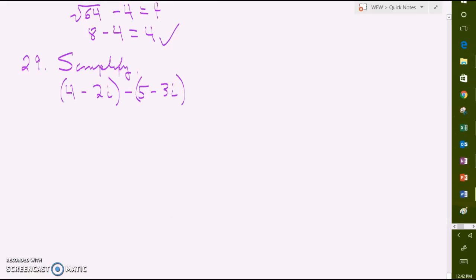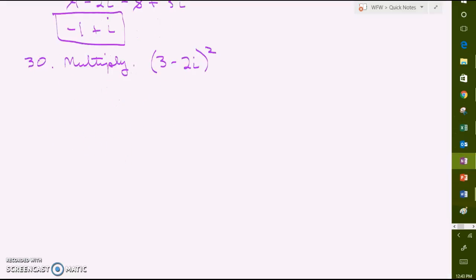Now we are simply to simplify this expression, and so we have to distribute that negative sign throughout what is in the second parentheses, which changes the sign of everything inside. Now we combine like terms. Our real components are 4 minus 5. And our imaginary components are minus 2i plus 3i. So our final result is negative 1 plus i.